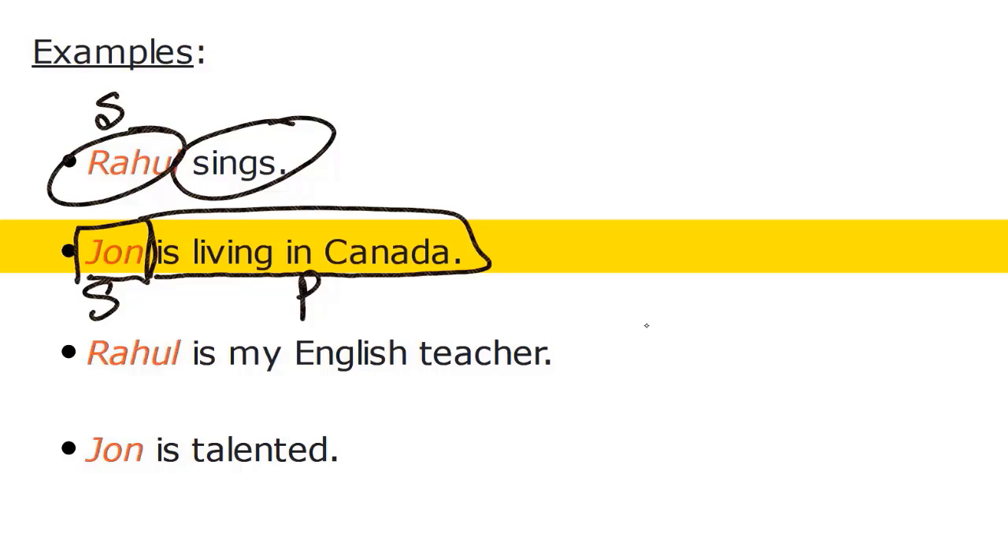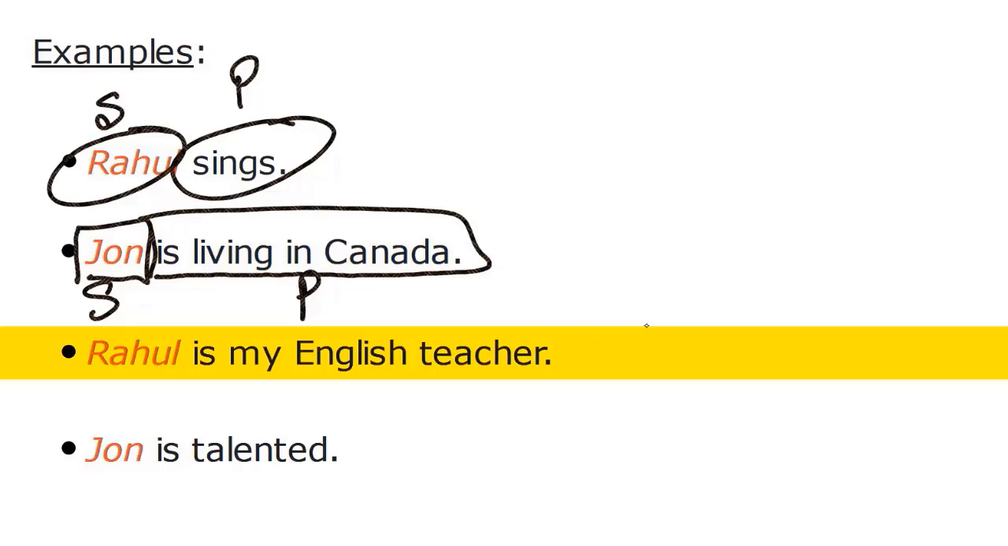Third example, Rahul is my English teacher. Is there any action happening in the sentence? Ask yourself. No, there is no action happening. We're simply giving information about Rahul. Rahul is not doing an action here. Rahul is being renamed. We are basically giving a name to Rahul, which is my English teacher. Rahul equals to my English teacher. So here, Rahul is your subject and is my English teacher is your predicate.